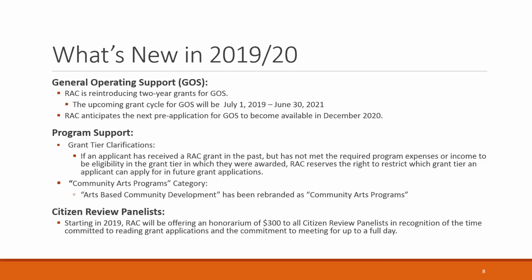So that was a little bit about the recent past, and then some of the things that are new this year, just again so that you're aware of them. We are reintroducing 2-year grants for general operating support. Our applicants there are quite pleased with that. And so we won't be considering new GOS applicants until December 2020. With program support, we continue to improve some of our language to clarify our grant tiers so that our applicants better understood what we expected of them there.